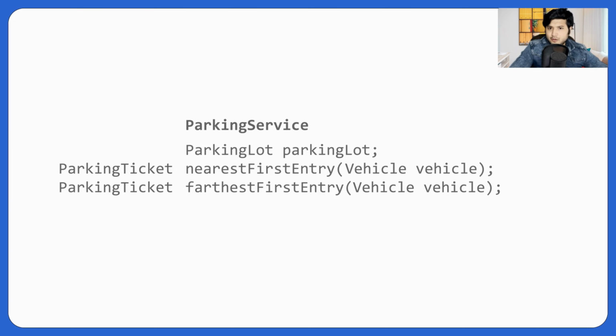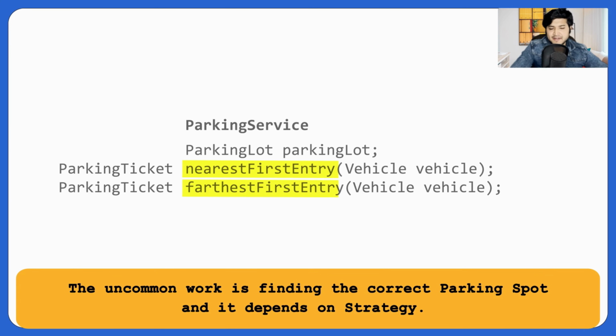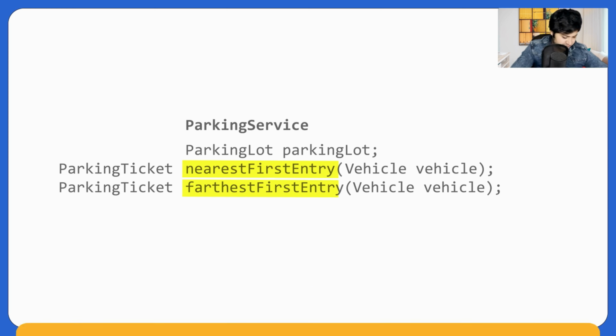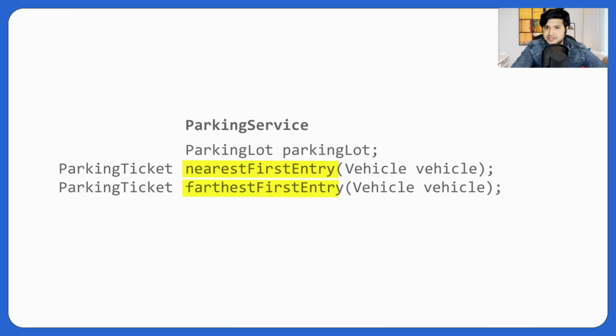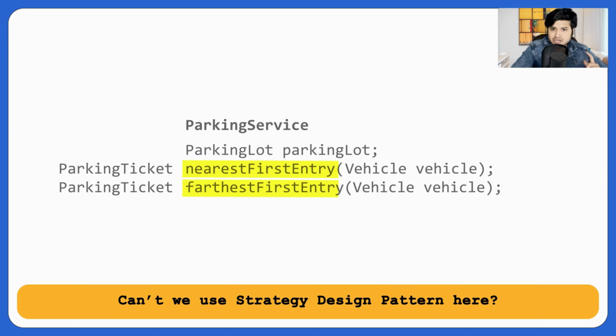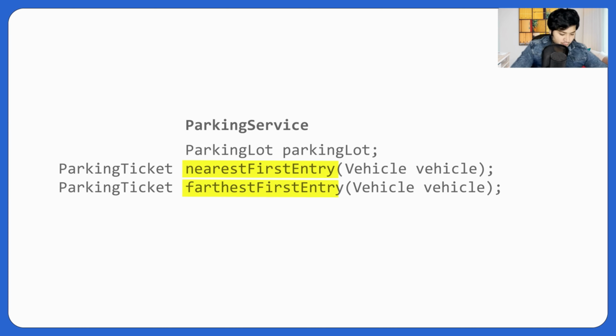So don't you think we should optimize it because we are violating open close principle? Yes, we should. So what should be done? Okay, we are again and again using the word strategy here because one recurrent job of updating the display board is happening. Okay, the uncommon work is finding the correct parking spot, and it depends on strategy, which is nearest first and farthest first, which is decided at the runtime. So can't we use strategy design pattern here, right? And both the different strategies can implement finding of parking spots in their own way. What do you think about it, right? So we can use strategy design pattern here.